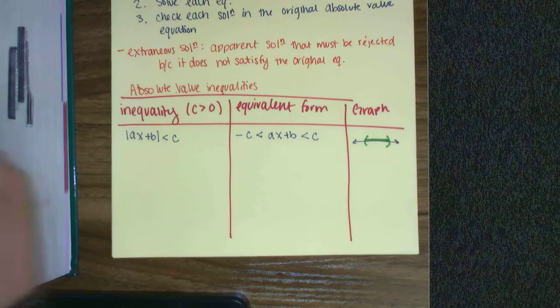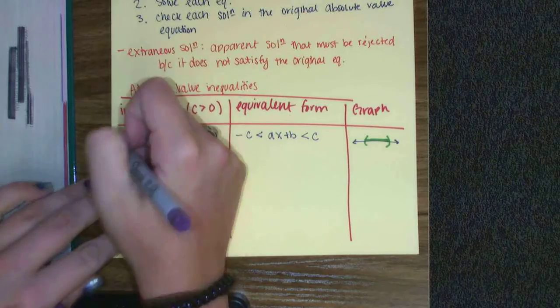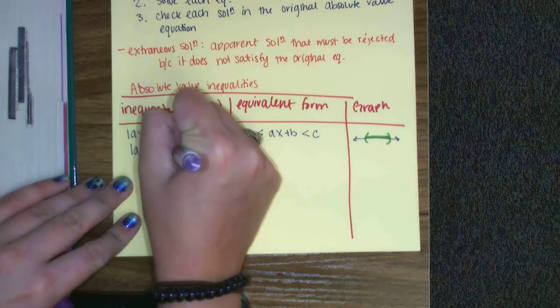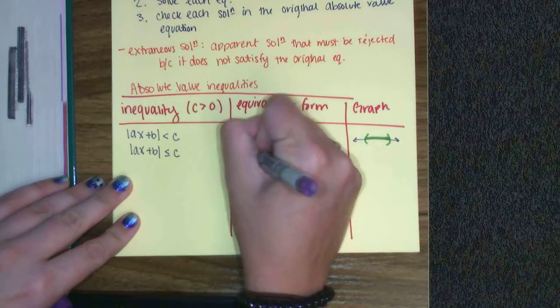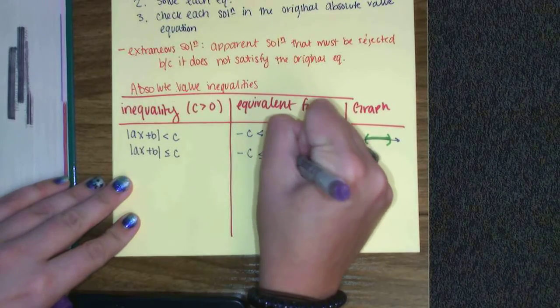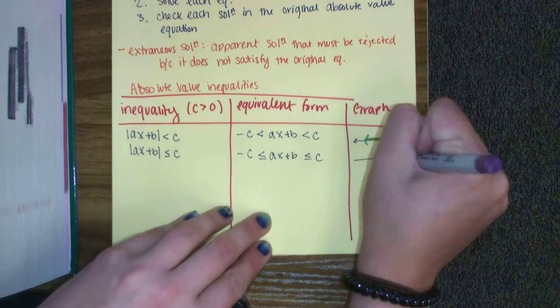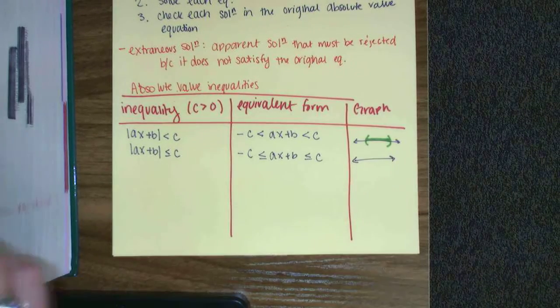with parentheses. The next one, ax plus b is less than or equal to c: negative c is less than or equal to ax plus b is less than or equal to c. And this graph is going to look just like the one above, but it's going to be done with brackets.